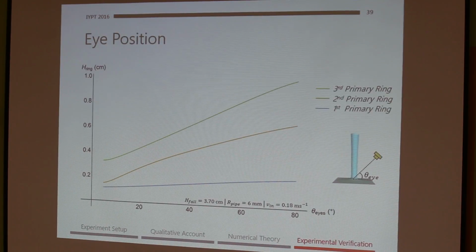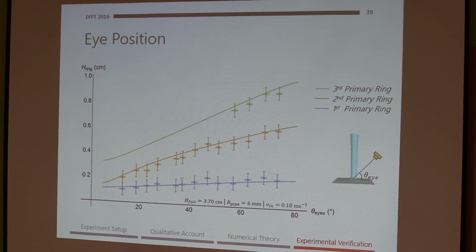So here's firstly a plot of the eye position against the viewing angle, which is denoted by theta I in the diagram over here. And here's our experimental data. We see that there's a very good agreement, which shows that our numerical simulation is indeed accurate. And at the same time, we also observe a very clear increasing trend.